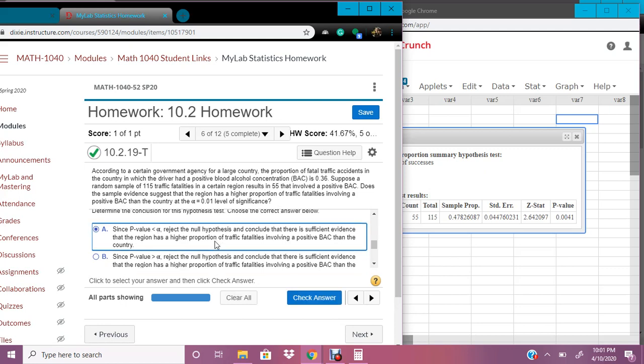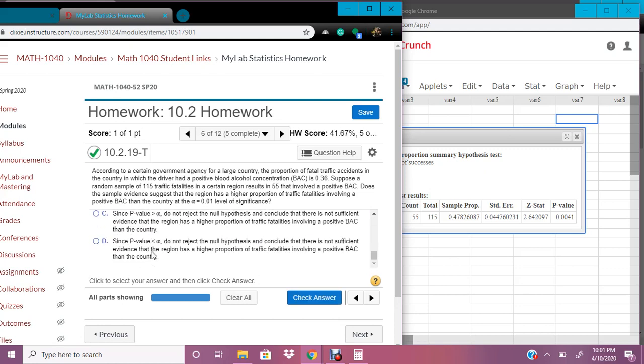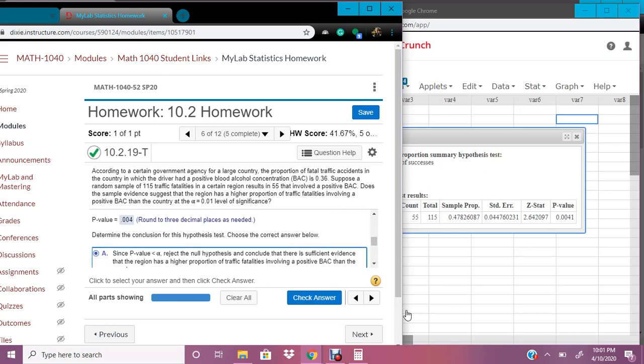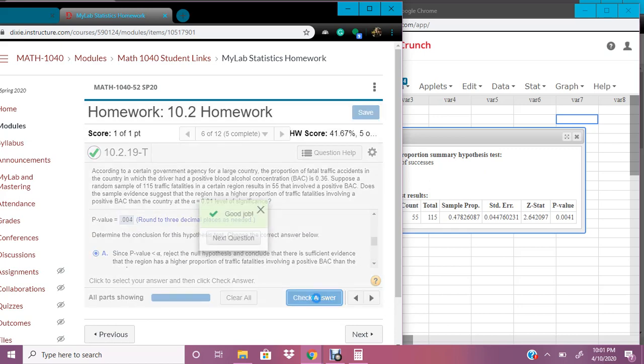So I think it's this one. Let me read through the other one. It's not greater than, it's not greater than, and you're supposed to reject it. All right.